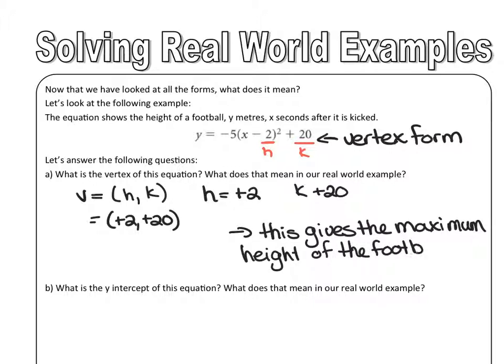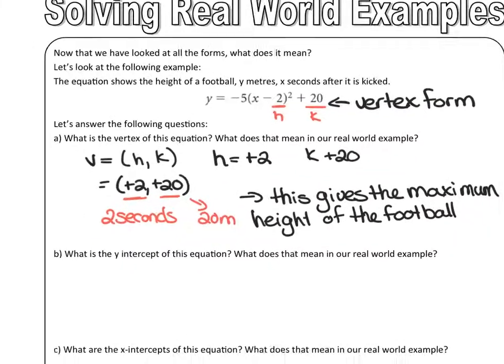If I asked you how high did the football get, you could say the football got as high as 20 meters. I could also ask, when did that happen? When was it at its maximum? And you can say it was at its maximum at 2 seconds. So this represents 2 seconds at a height of 20 meters. Okay, so that's what the vertex form answers, and that's how it relates to a real world example. Let's move down.